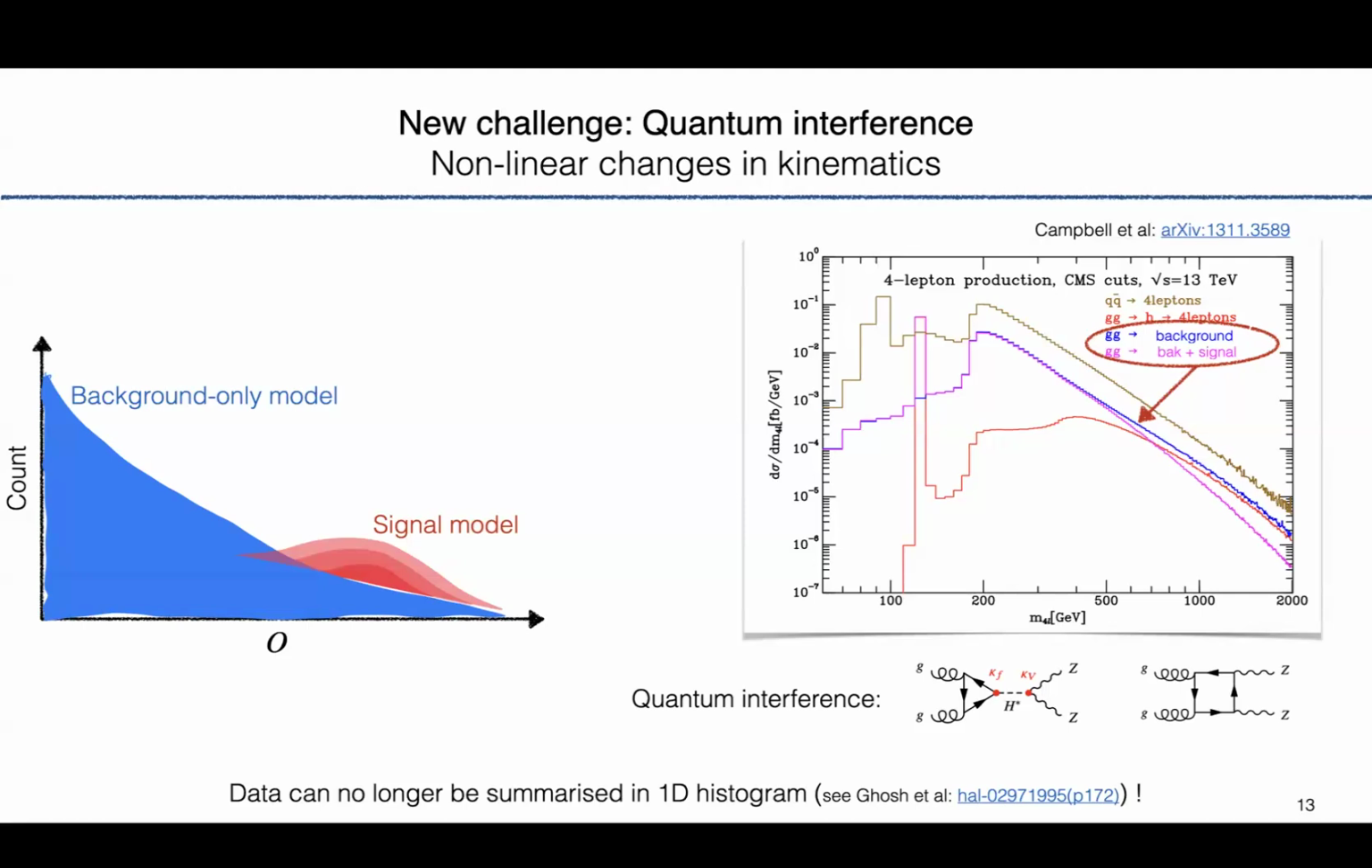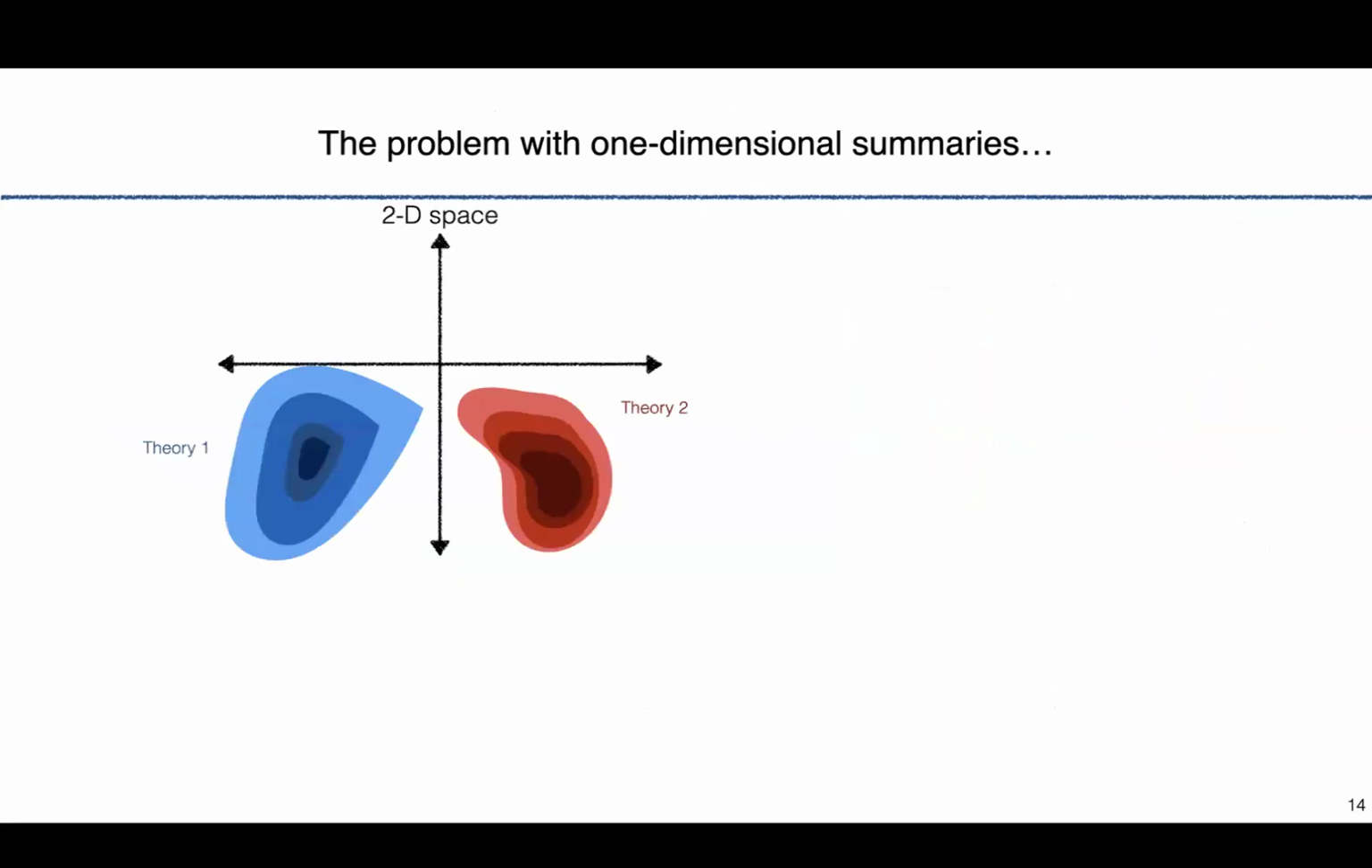And I claim that in these complicated cases, you can't just summarize everything into one observable and be done with your analysis. So let me give you first an intuitive reasoning for why that might be the case. Imagine that your actual data space is two-dimensional, which is nice to visualize. And your first theory predicts a lot of concentration of events here, but the second one predicts data there.